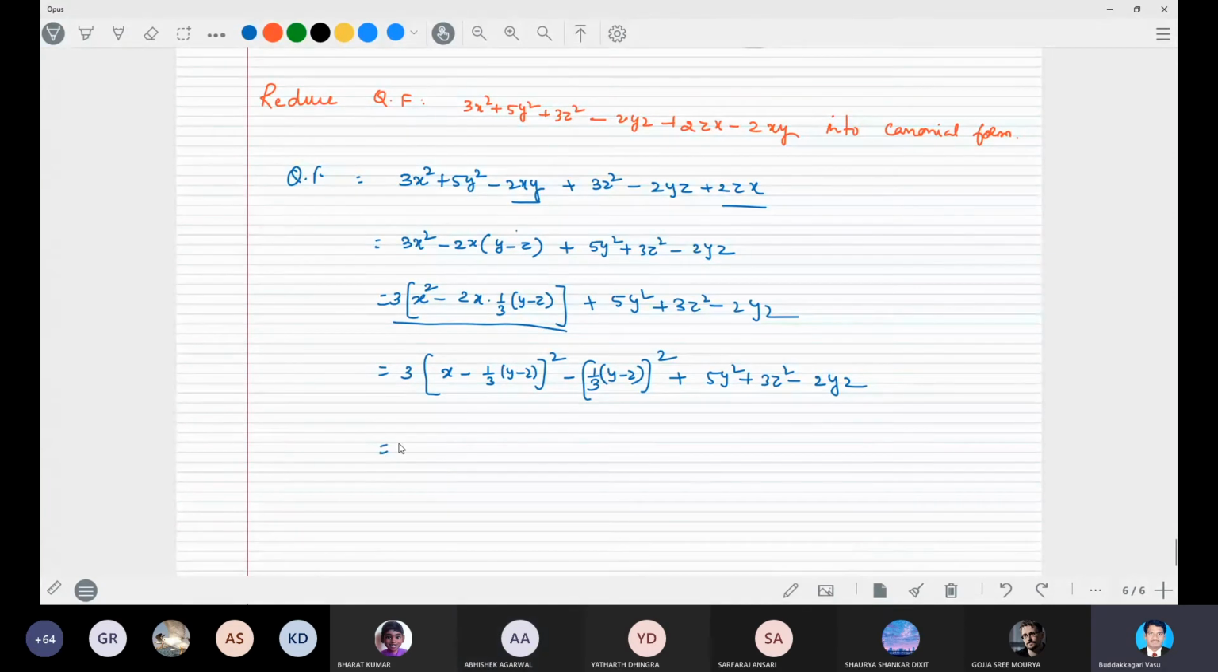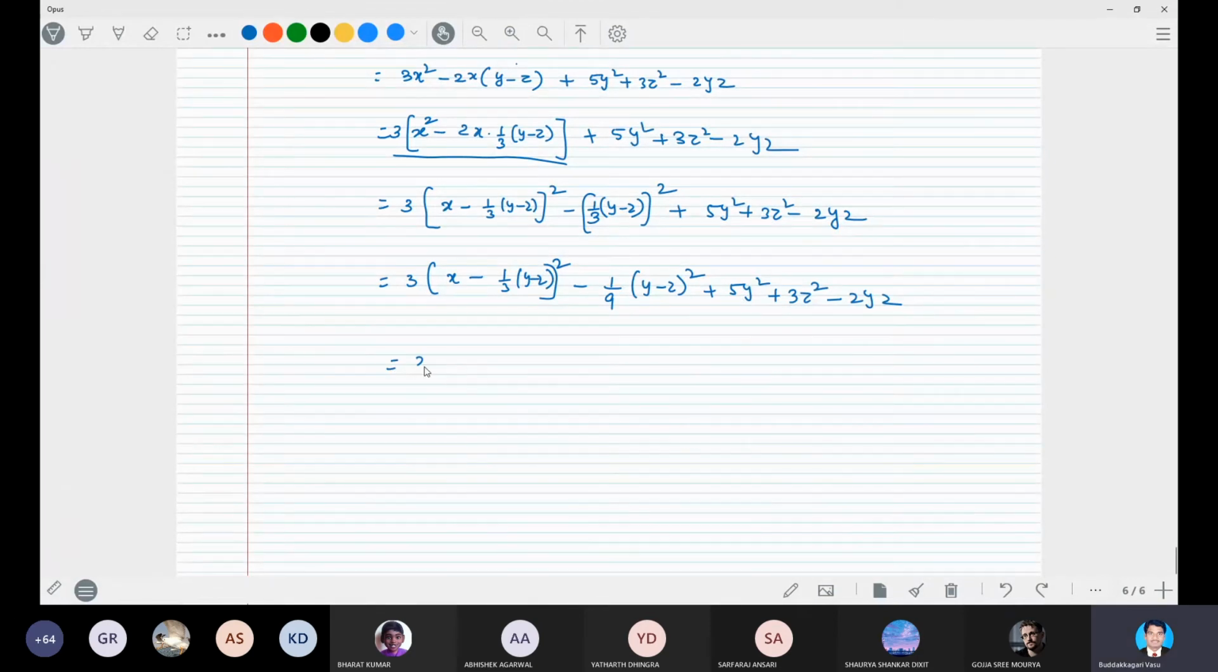Now you keep this one as it is, three times, 3x, okay, later we will substitute, into y minus z whole square minus 1 by 9 into y minus z whole square plus 5y square plus 3z square minus 2yz. Here we can simplify this one. That is equal to 3 into 3x minus y plus z whole square by 9. Okay. Minus 1 by 9, minus 1 by 9 y square plus 5y square. How much will it be?